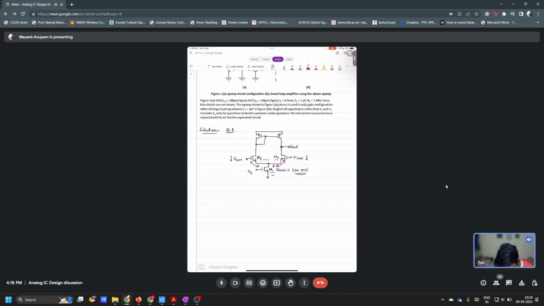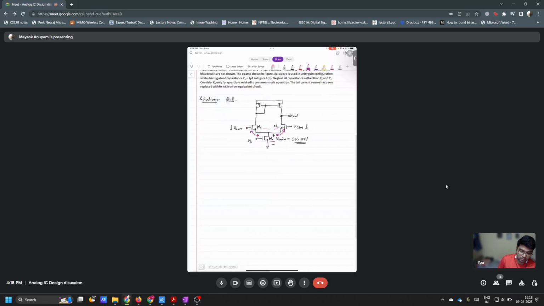Who sets the VGS of these transistors? What sets the VGS of these two transistors? Sir, it means that gate and source voltages have a relation. Yes, but who governs the relation? What quantity governs the relation here? Sir, current, sir. Correct, the current.